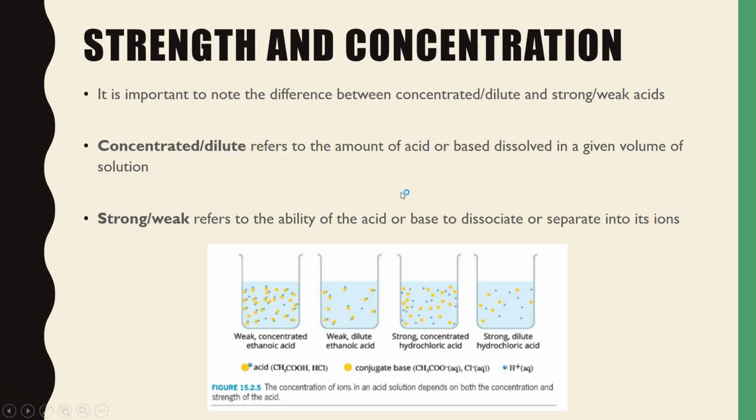Now we're going to look at differentiation, or the difference between the terms concentrated and dilute. So we've covered strong and weak acids and bases, and that's purely the ability to accept and donate protons. Concentrated and dilute is now what we're going to look at. So concentrated refers to the amount of solute in a given solution or solvent.